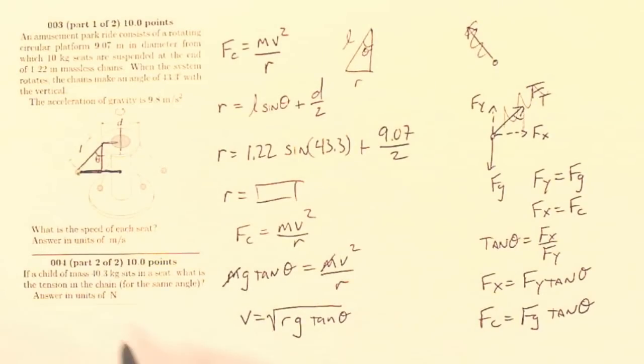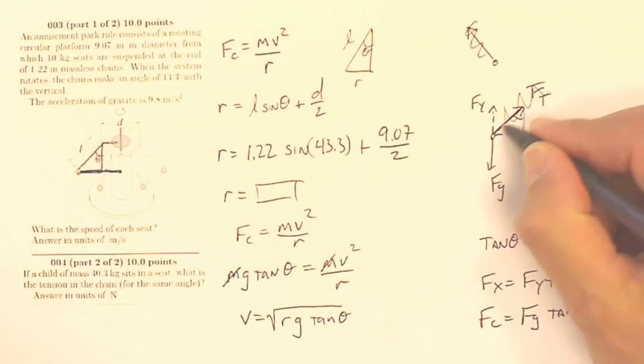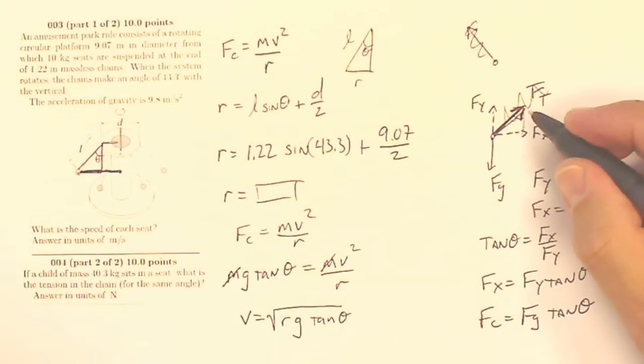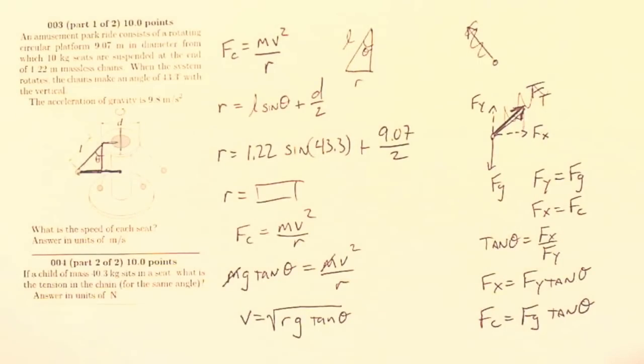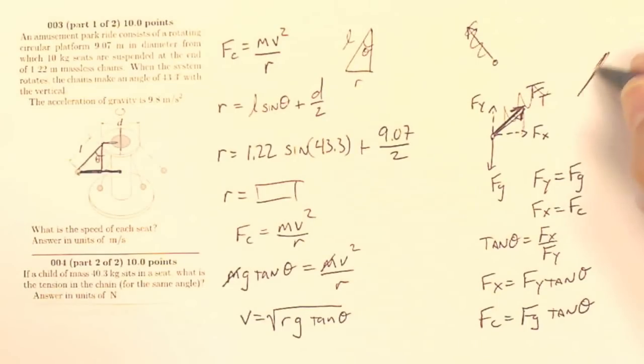The next question says, if a child of mass 40.3 kilograms sits in the seat, what is the tension in the chain? So now I've got to find the force of tension. Okay, so that's this one up here. How do I figure out the force of tension? I'm going to need that triangle. I've kind of run out of space here, but I'm going to draw that triangle right here. So here is my tension that I'm looking for. Here is my force in the x direction, and here is my force in the y direction.